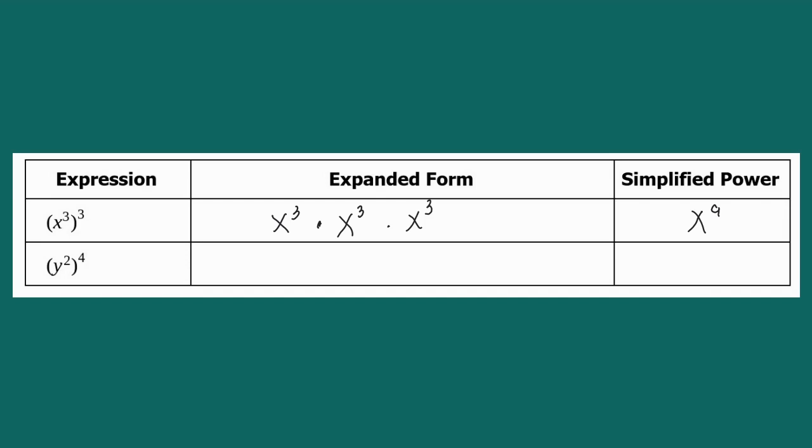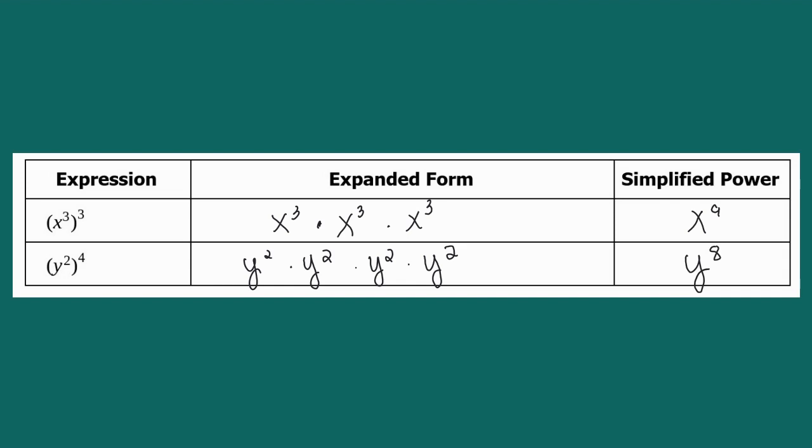Let's look at our next example. In our next example, we have y to the second power raised to the fourth power. So we have a power raised to a power. So that means I will have y to the second power multiplied by itself four times. And we know since these are all the same base, we can go ahead and add the exponents. 2 plus 2 plus 2 plus 2 is y to the eighth power.